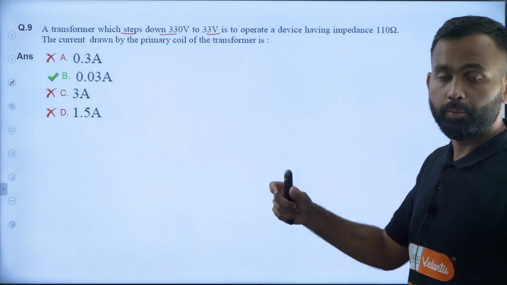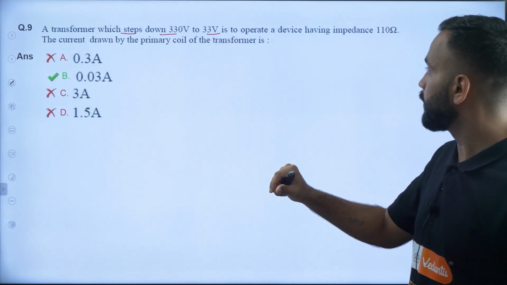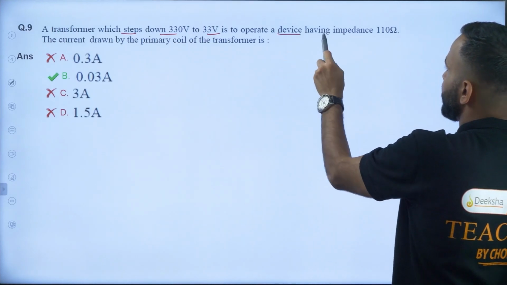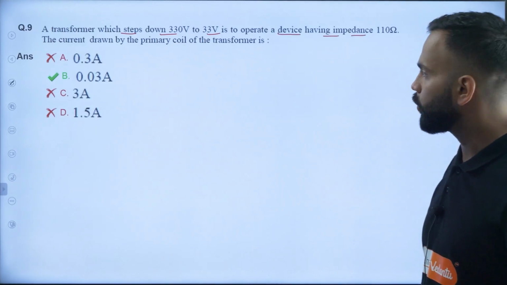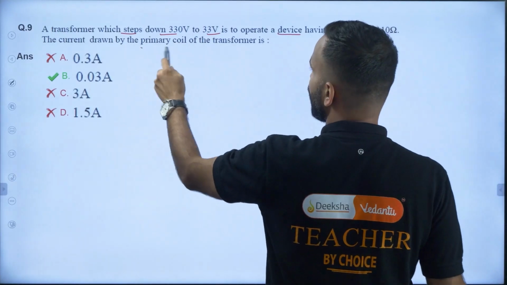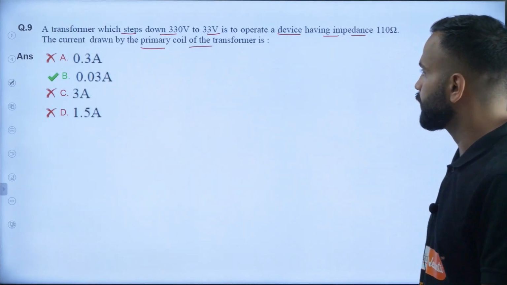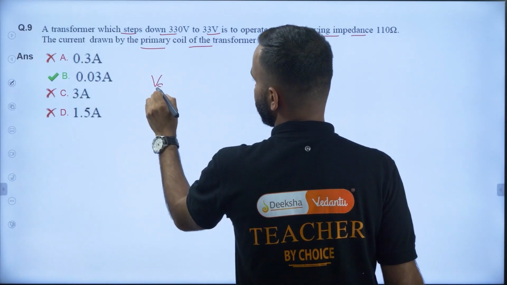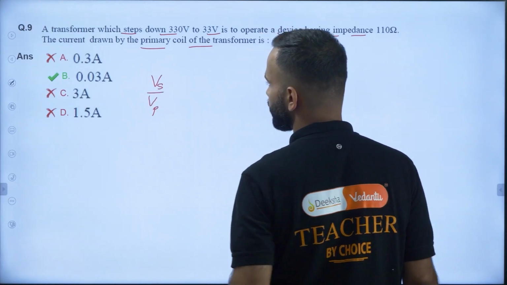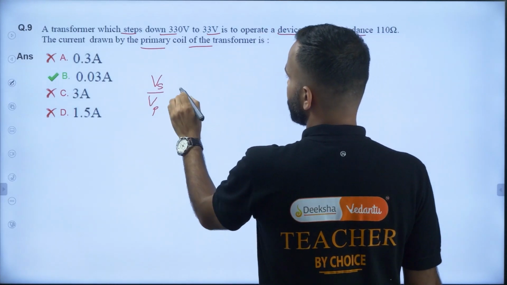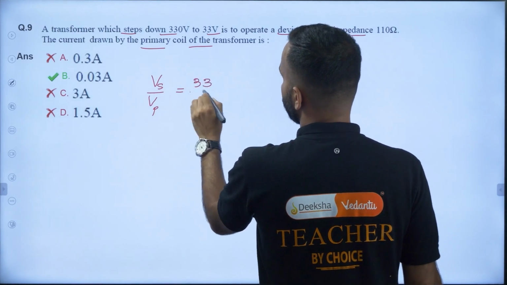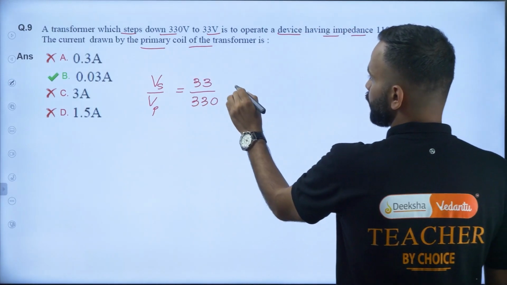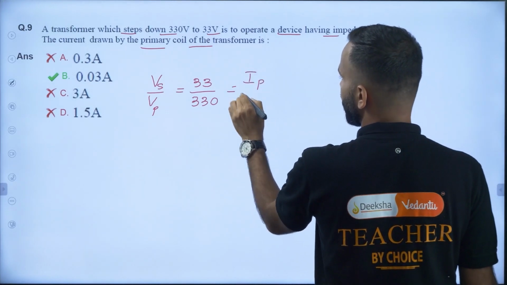That is the primary coil. The voltage across the primary coil is 330 volt and the voltage across the secondary coil is 33 volt. To operate a device having impedance 110 ohm, find the current drawn by the primary coil of the transformer. The simple one, right? So here we know that Vs divided by Vp is equal to 33 divided by 330, which is equal to Ip by Is.